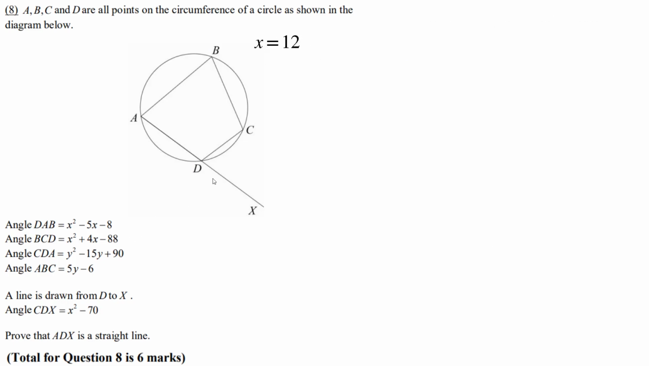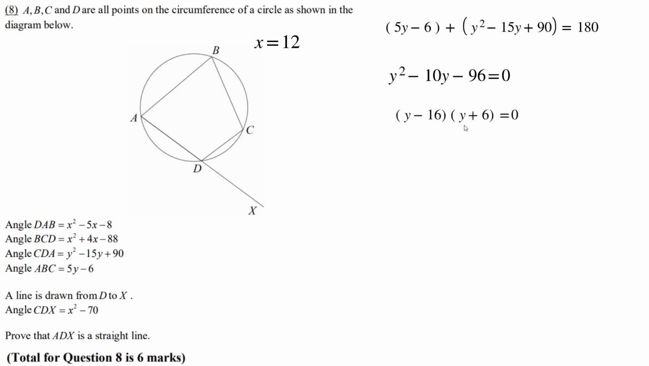And then we'll do the exact same thing, but with the y ones now, so we'll do this one, add this one, equal 180. Same thing. So minus 15y plus 5y is minus 10y. Then 90 minus 6 is 84. And then take away 180 to get that. Then just factorize normally. So you'll have y equals 16, y equals minus 6.